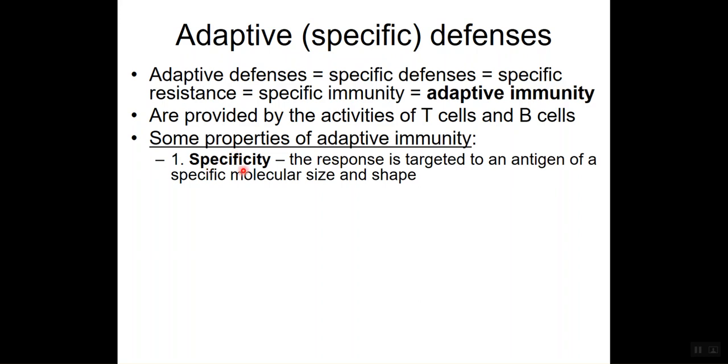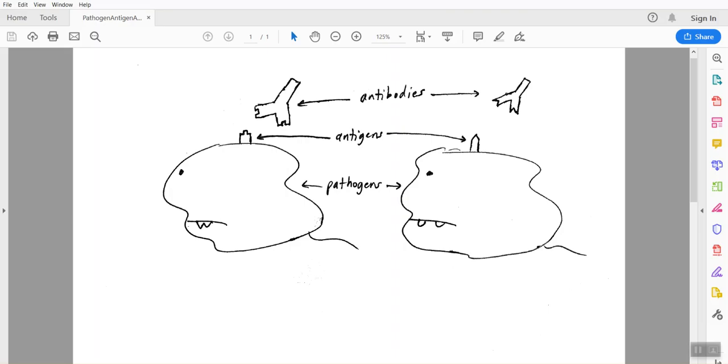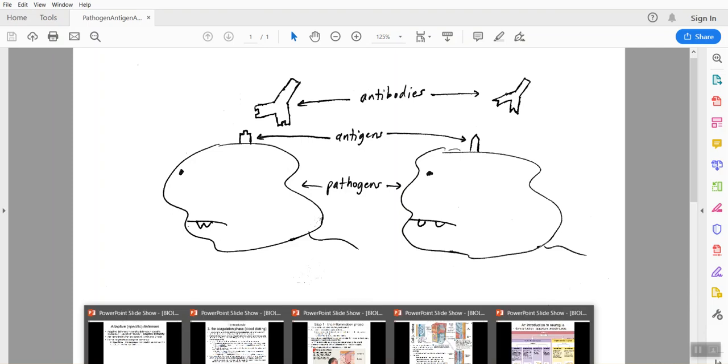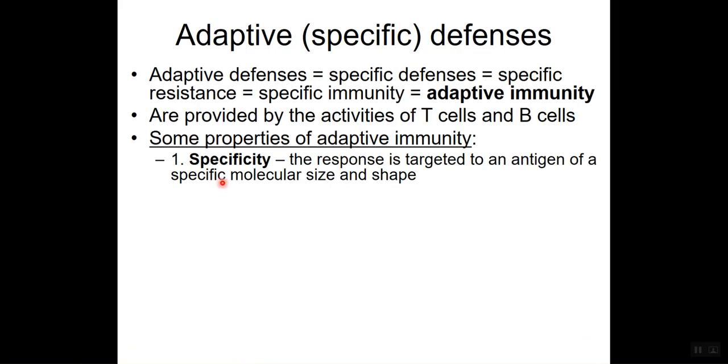So again, how many times can I say the word specific? But like we talked about before, here's the picture again. Specific or adaptive immunity is targeted to antigens of a specific molecular shape. So it's just like with surgeon-like precision, you can go in and try to kill and neutralize pathogens. So it's very targeted, very specific. I mean, it's right in the name, right? Specific.